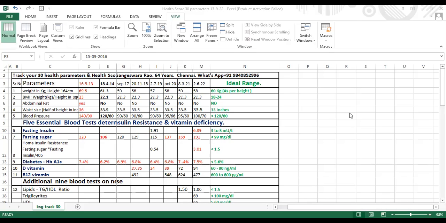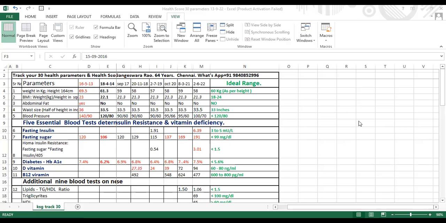Today we'll examine how to check our health score and how to track them over the year so that we can monitor our progress. Many a times we get the blood tests done and we don't keep track of them properly. So I've just created a small Excel sheet so that you can keep those parameters written down. You can keep checking your progress, or whether there is any deterioration.